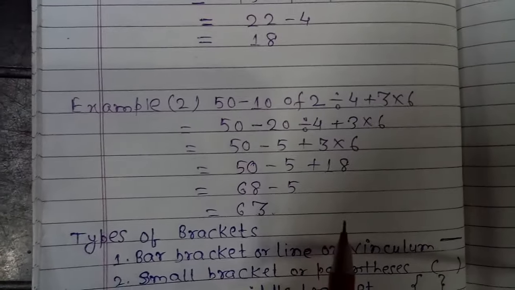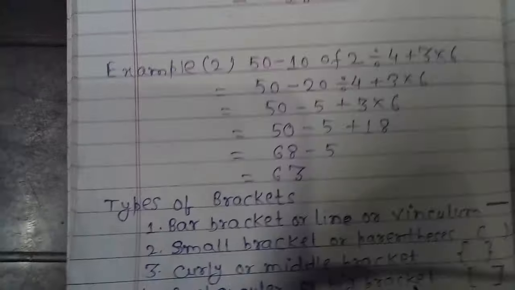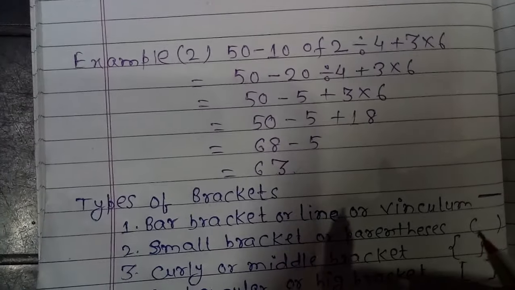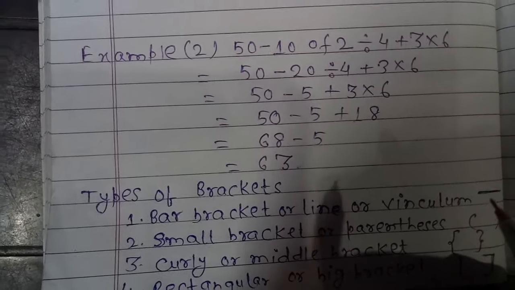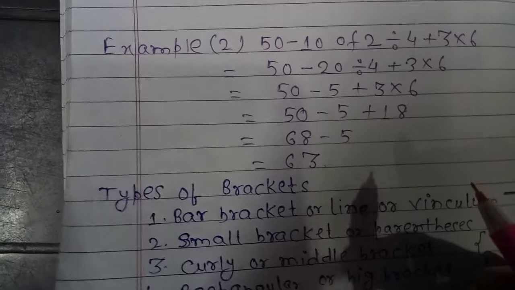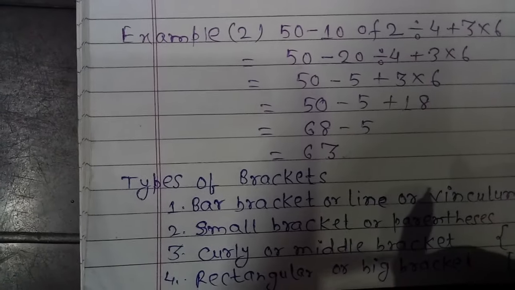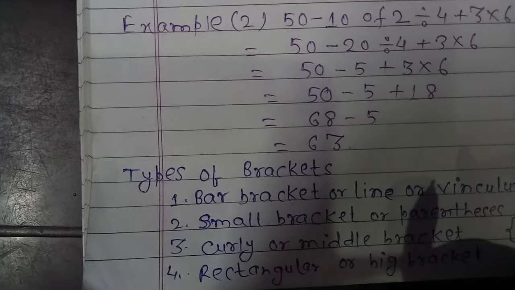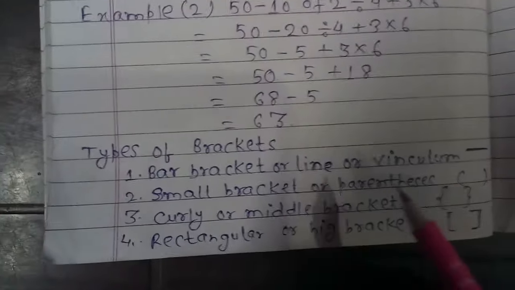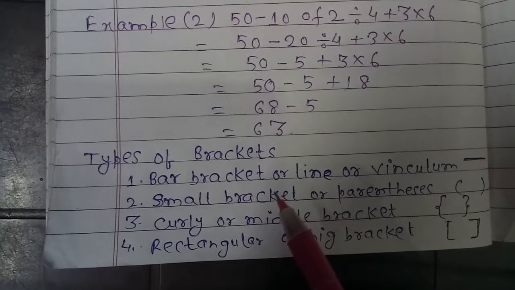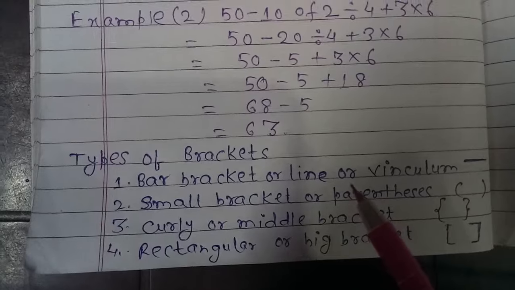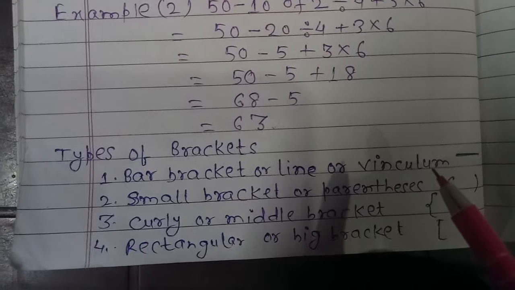So now we will see the third example. Before going to the third example, firstly we will see the types of brackets. As you know, according to the BODMAS rule, brackets are given the highest priority. So there are four types of brackets. The first one is the bar bracket. This is also known as the line bracket or vinculum.